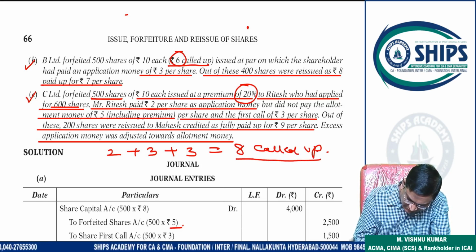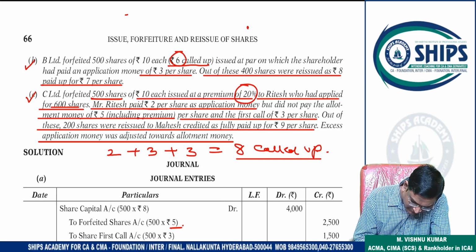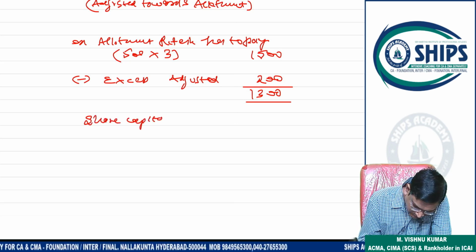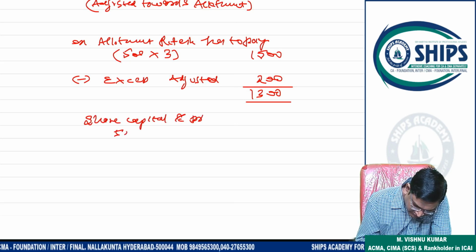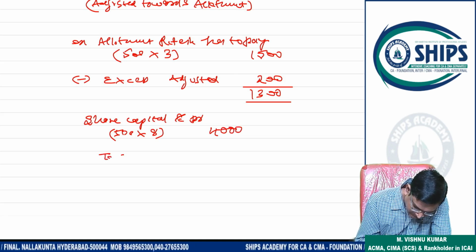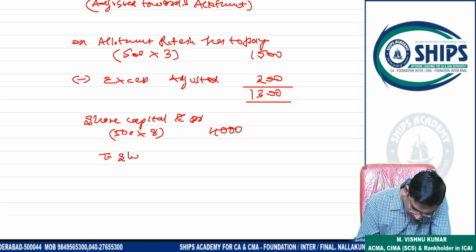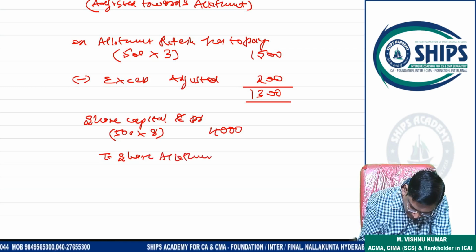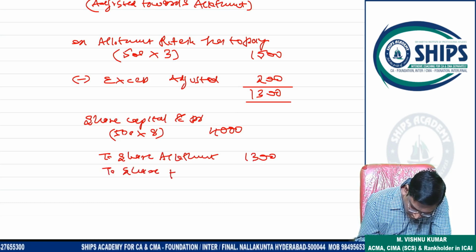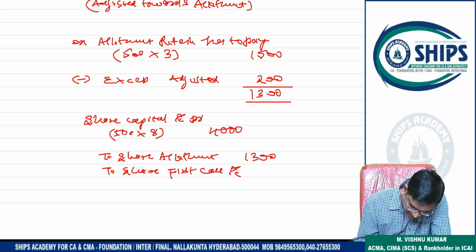Okay, so what will the called up value be? 8 rupees. So for the future entry, share capital account debit: 500 shares into 8, 4,000. To share allotment, this is not paid, 1300. To share first call. Premium is not received, so we have to debit premium also.